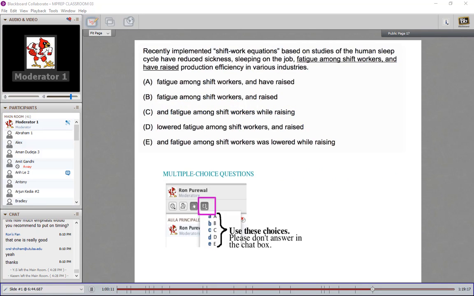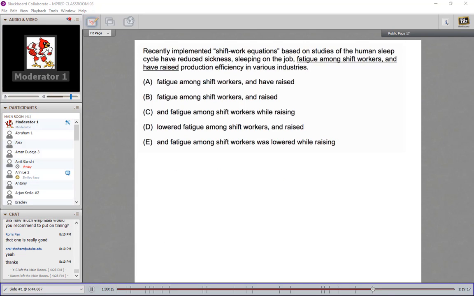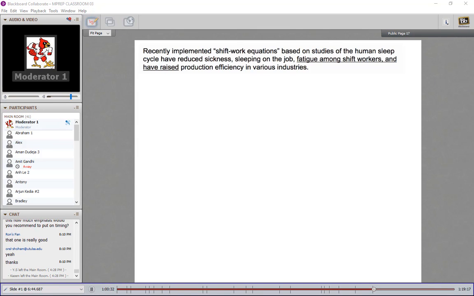Okay, back to the problem. Let's cover the choices up. There are about 10 or 12 of you who haven't picked choices yet, so you should do that. Let's talk about this before we look at the choices. Let's cover the choices.